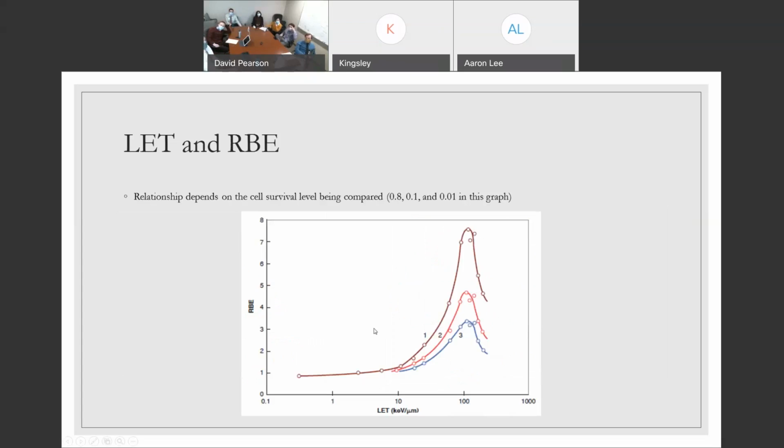So the relationship depends on cell survival level being compared. So 0.8, 0.1, and 0.01 cell survival are being compared on this graph. And the relative biological effect versus LET of the radiation is wildly different depending on which dose level you're comparing to. So don't need to know the nuances of it, just know that there's multiple factors going on, even when you're just talking about the RBE, something that's pretty clearly defined within the equation.